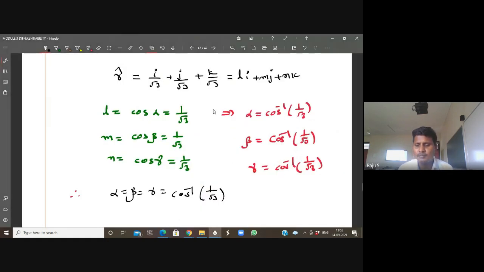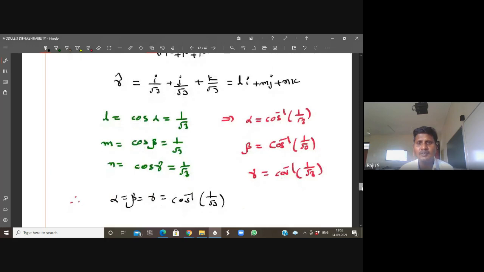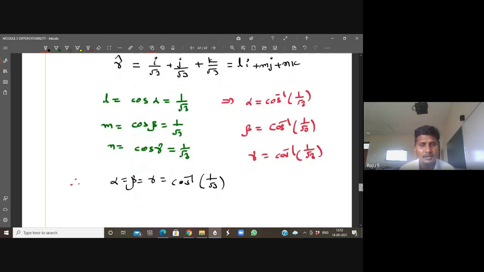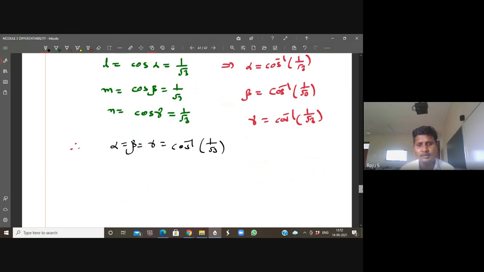Then after you can do this process. First, what I have done, simply I found the unit vector. After finding the unit vector, I compared it with Li, Mj, Nk. L value is cos alpha, M value is cos beta, N value is cos gamma. That's all.